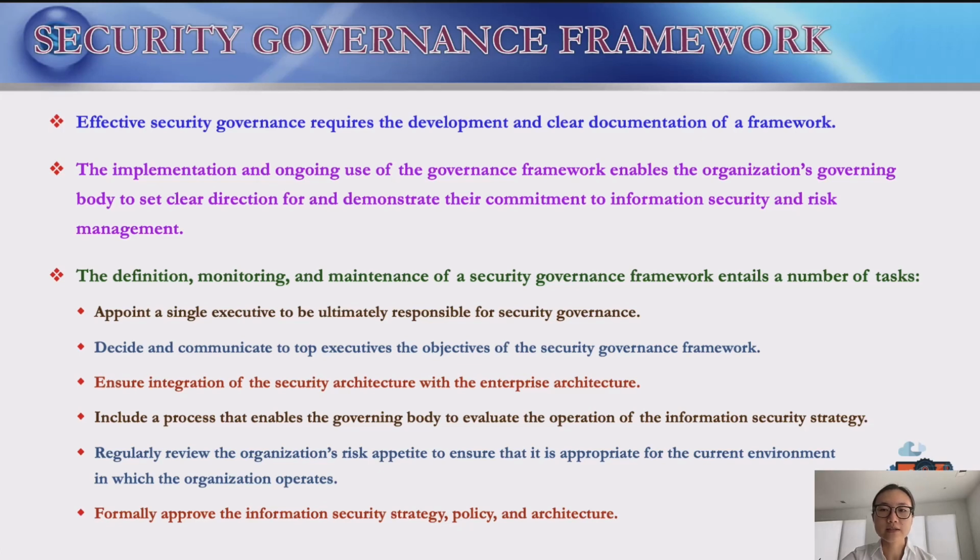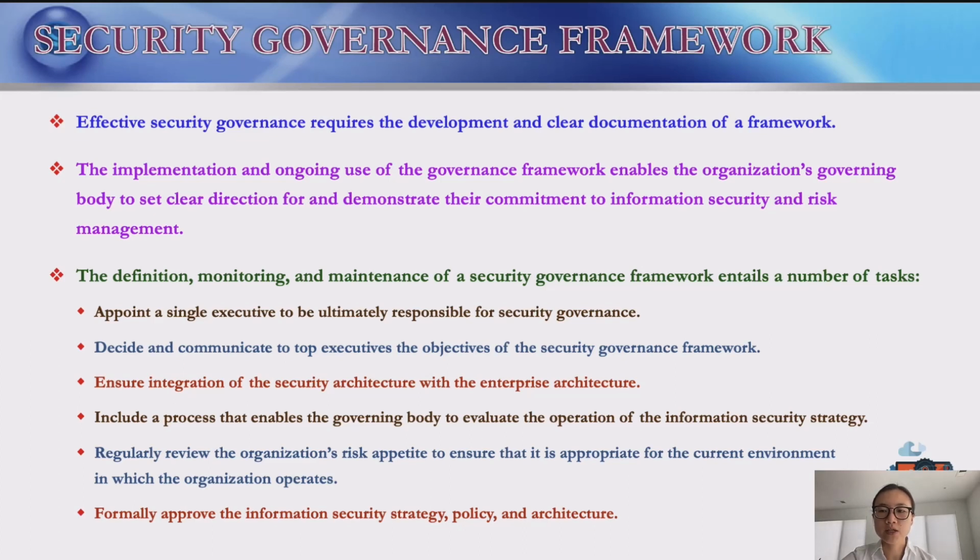The next task is to decide and communicate to top executives the objectives of security governance framework, including ensuring alignment with overall organization policy and goals, enhancing business value, and adequately managing risks. Definitely, the governing body should ensure the integration of security architecture with the enterprise architecture.